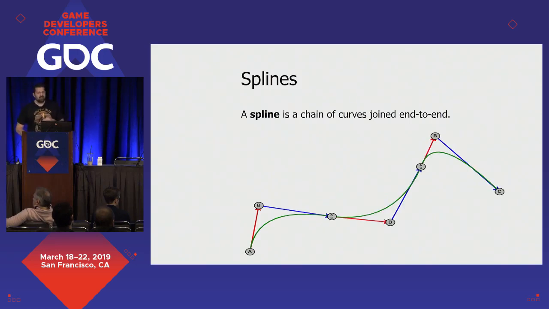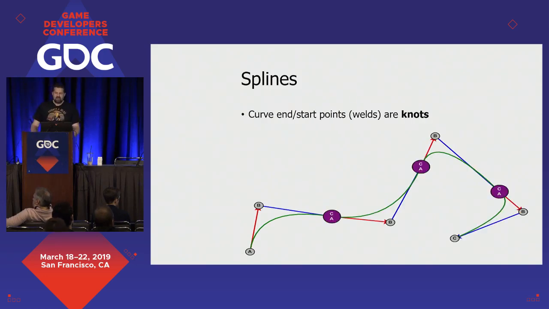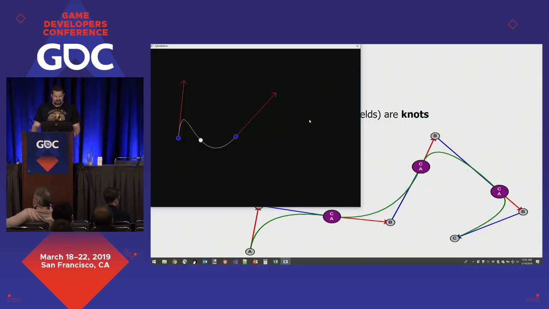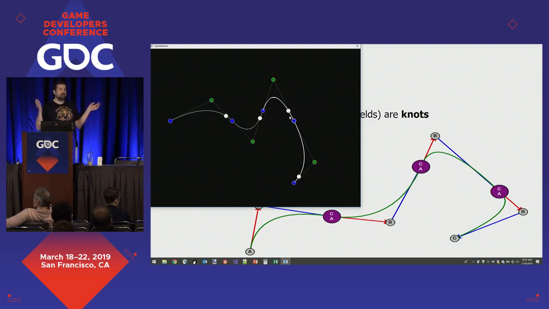So a spline is just curves joined end to end. And I'm going to show one here. This is a simple quadratic, but I could slap quadratics on the end, right? And now I have a quadratic spline. So it's just a chain of curves. That's it.